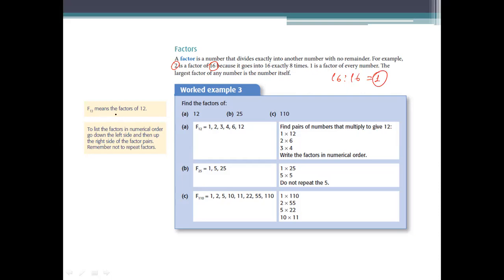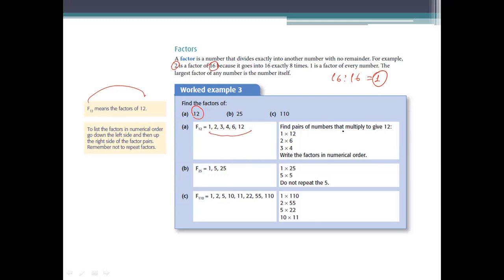And we have some questions, and let's read this yellow part. F12 means the factors of 12. So the factors of 12 are 1, 2, 3, 4, 6, and itself. It means in normal language that we can divide 12 by these 6 numbers without a remainder, okay?